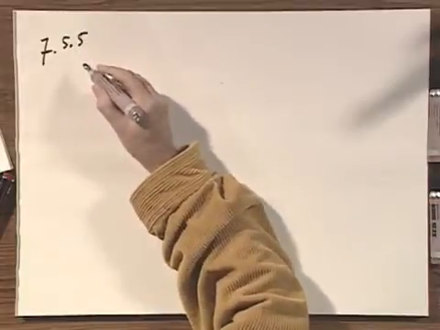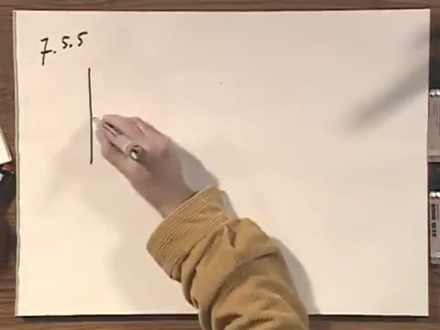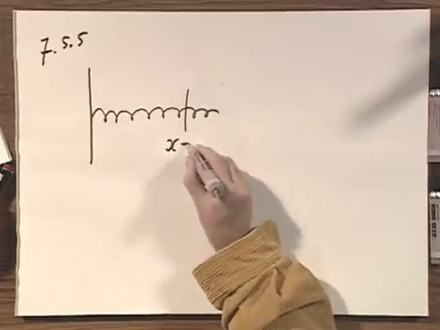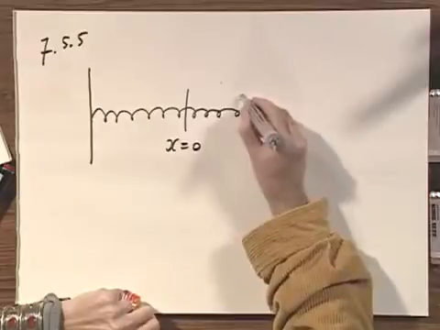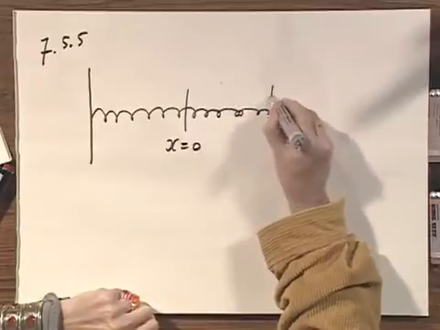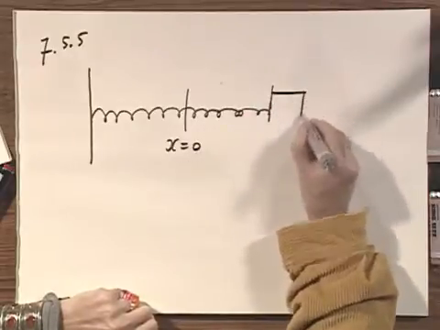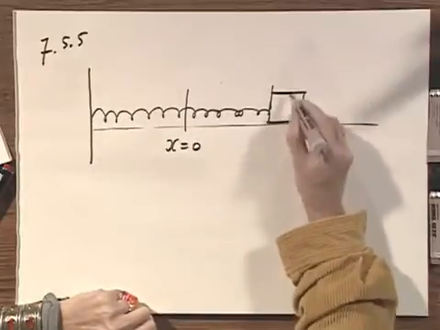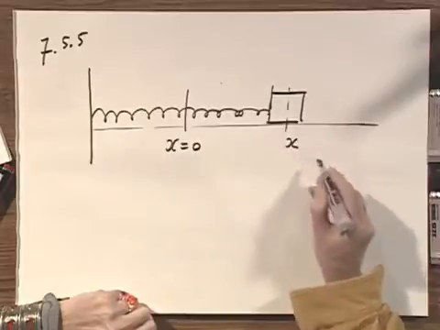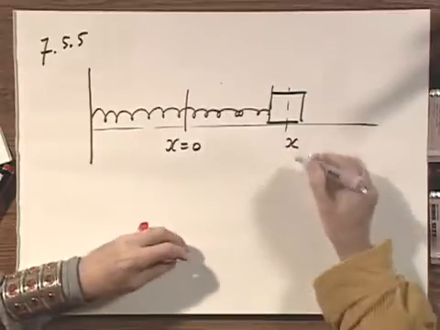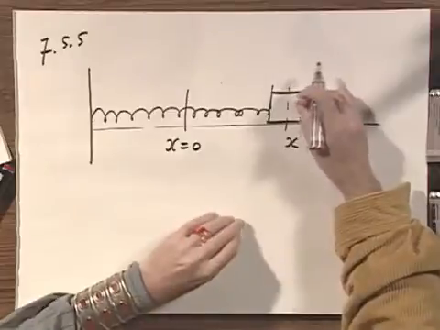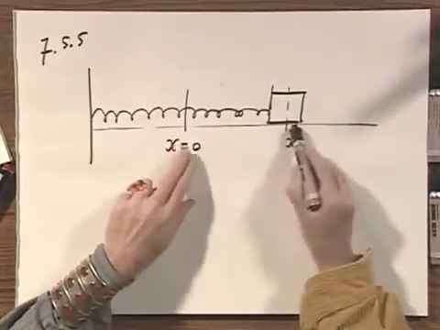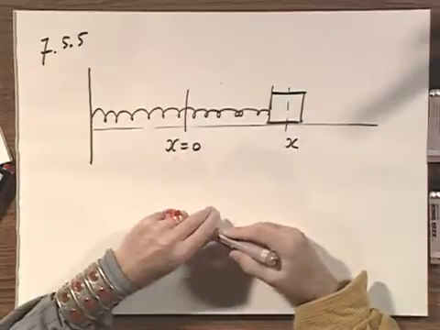I have a spring on a table. This is x equals 0. That's when the spring would be relaxed. I extend the spring. I have an object here on this table, and the position of this object equals x. In fact, I bring it out as far as I possibly can so that when I let it go, it doesn't go back. It's the maximum possible displacement that I can give this object.